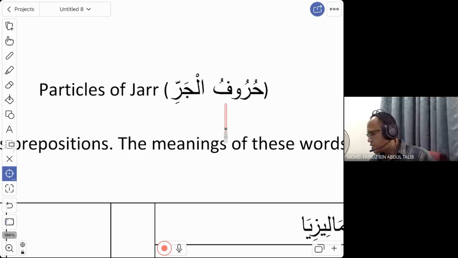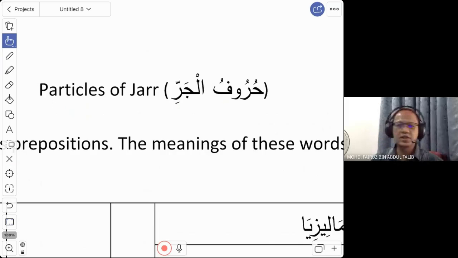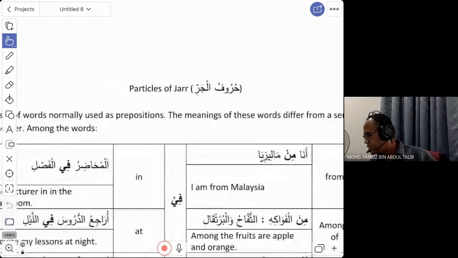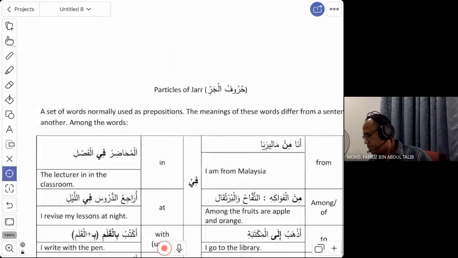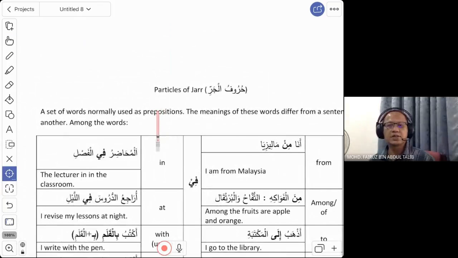All right, so what are these huruful jar? Huruful jar is a very important group of words in Arabic. So everybody must know all these words because you will use them a lot. In most of your sentences, you need to use these particles or hurufu al-jar. So it's actually a set of words normally used as prepositions. Okay, so preposition. There are several categories of preposition in English. One of them is hurufu al-jar. Now, let us look at some of the words.